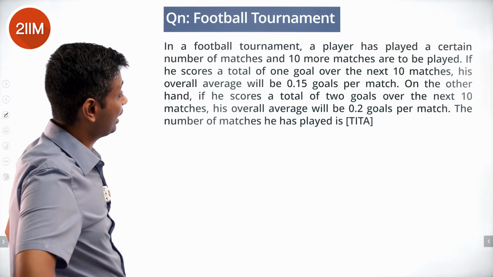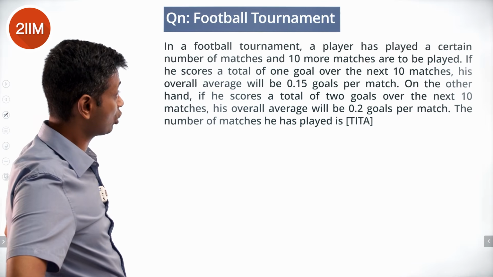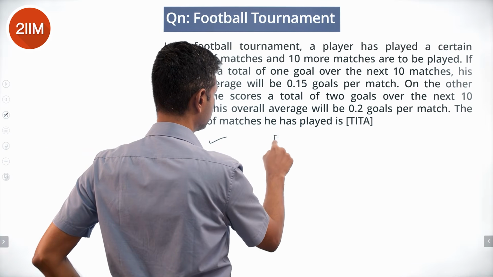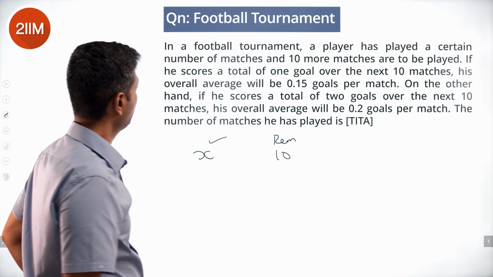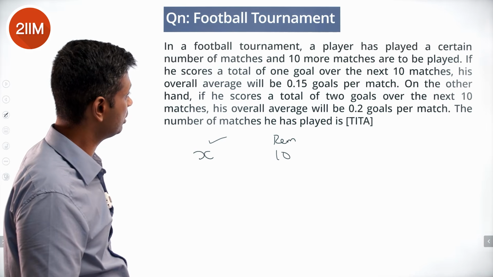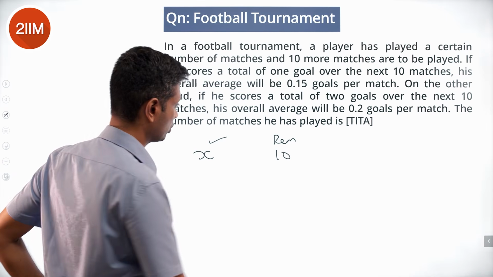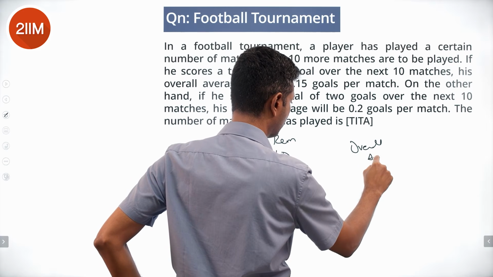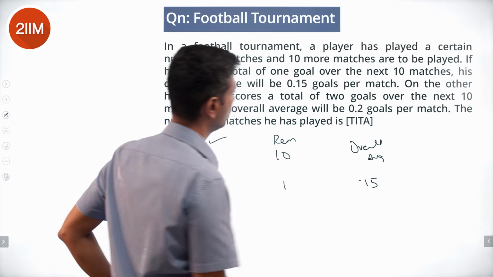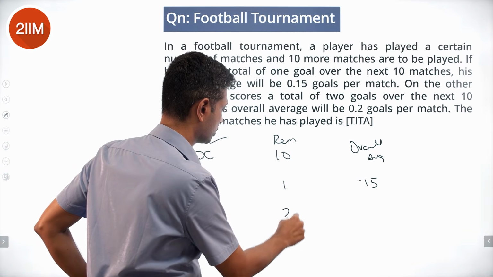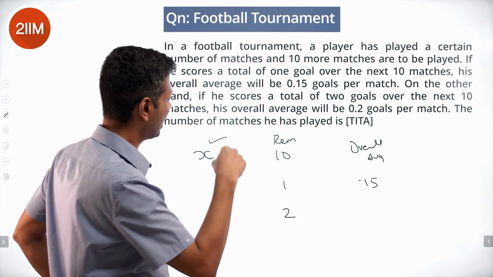In a football tournament, a player has played a certain number of matches and has 10 more matches remaining to be played. So X have been played, 10 remain. If he scores a total of 1 goal over the 10 matches, his overall average will be 0.15 goals per match. On the other hand, if he scores a total of 2 goals over the next 10 matches, his overall average will be 0.2.